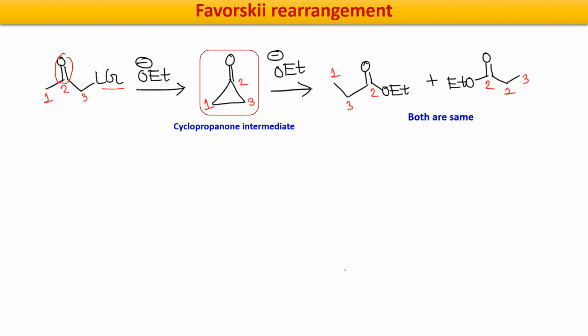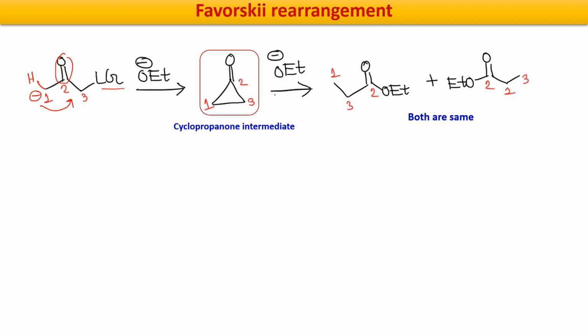So first, in presence of this base, that is ethoxide, EtO minus, there will be removal of hydrogen. Now this hydrogen will be removed, there will be negative charge generation and it will attack at this carbon where the leaving group is already present, and you will get cyclopropanone intermediate. Now this intermediate is symmetrical, but still I have given this number so that you can understand that two types of bond breaking are possible, right?